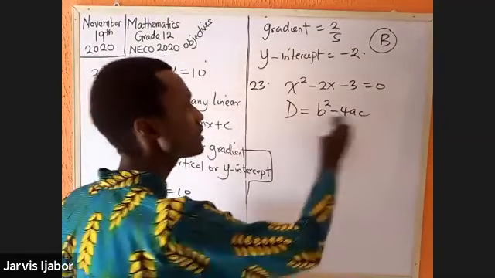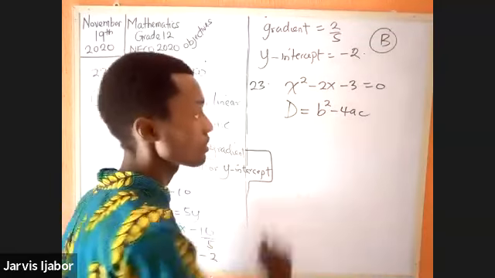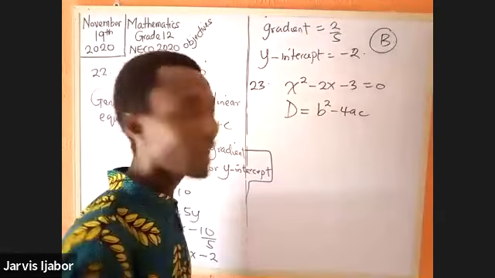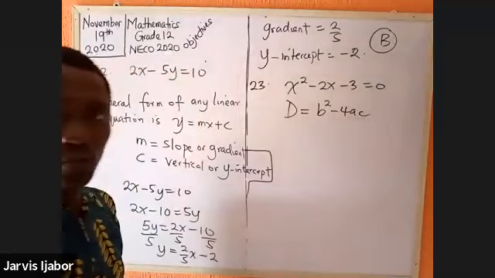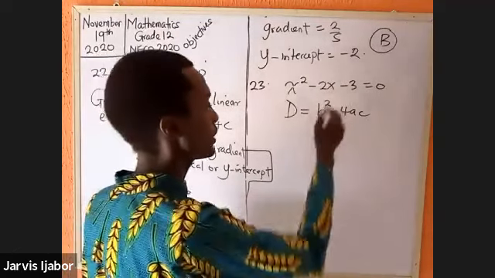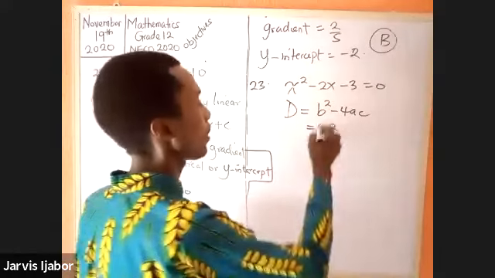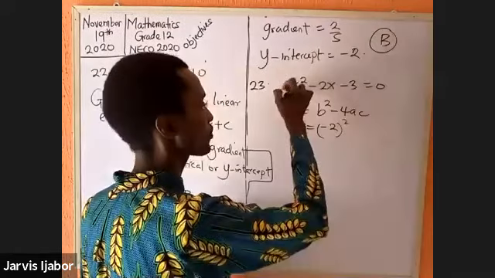If I do this, and I'm able to get a value that is a perfect square, this question can be factorized. What is B? B is -2. Are we together? All squared. What is A? A is 1. The coefficient of what?